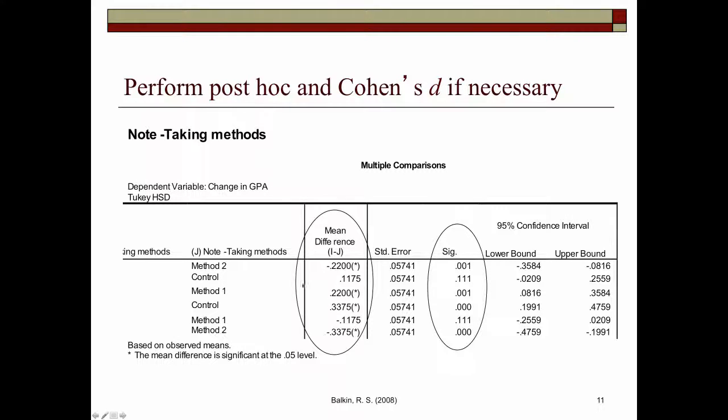So you can see your mean differences here, and you can also look at your post hoc analyses and see what was statistically significant. We know that there was a difference between method 1 and method 2. We know that there was a difference also between method 2 and the control group. So between method 1 and the control group, there was not a difference, but between method 2 and the control group, there was. So that's also kind of interesting, and we could use these mean differences here to compute our Cohen's d's as well.